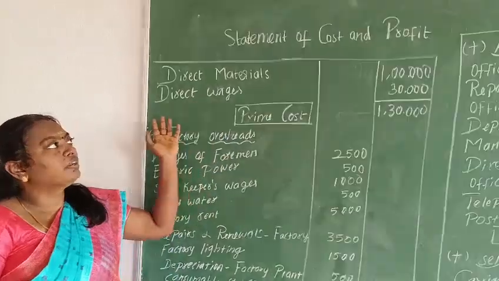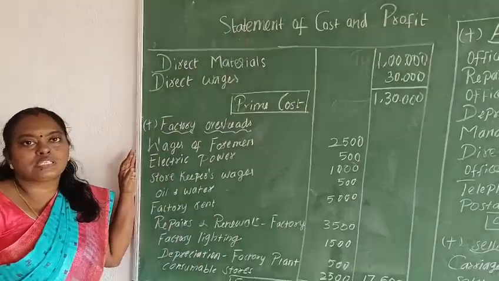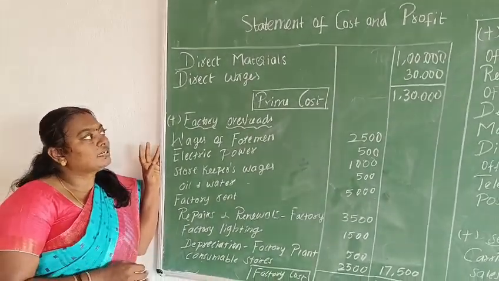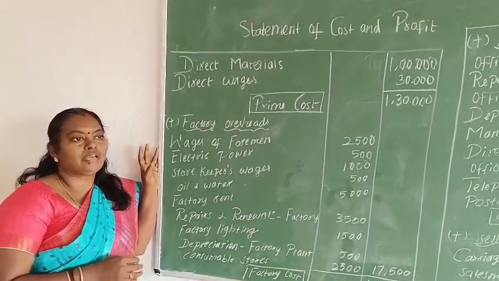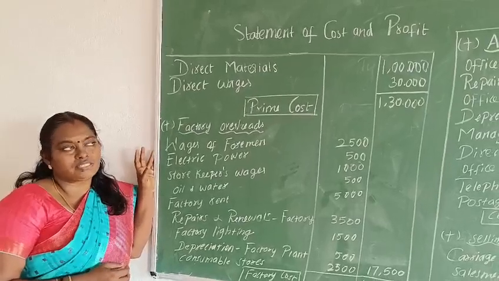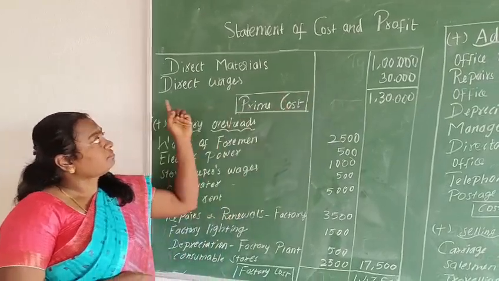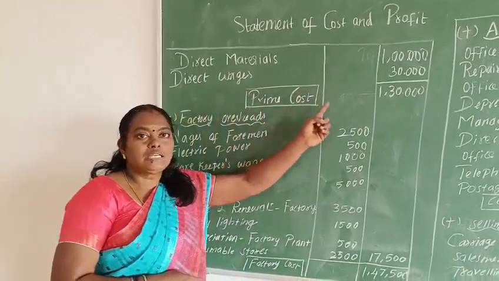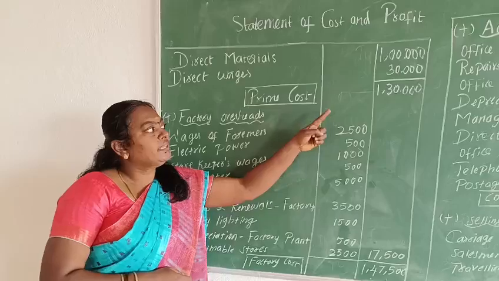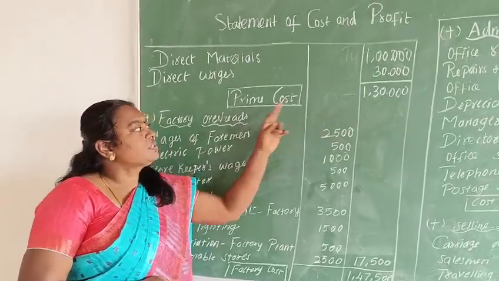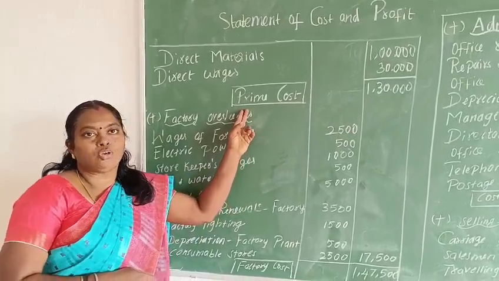We are going to calculate the statement of cost and profit. First of all, we have to calculate direct materials or direct wages, whatever they have given. Direct materials, the amount is 1 lakh. Direct wages is 30,000. So, totally the amount will be 1 lakh 30,000. This 1 lakh 30,000 is named as prime cost.